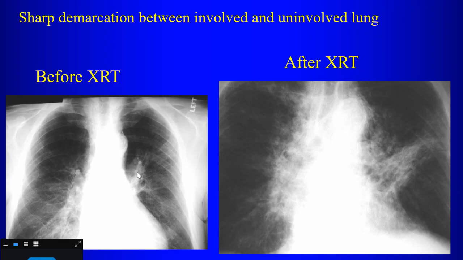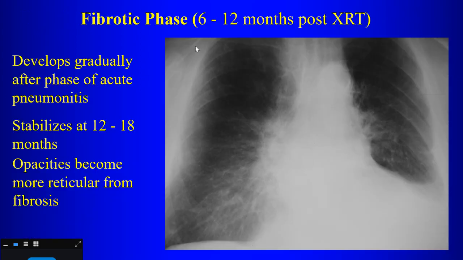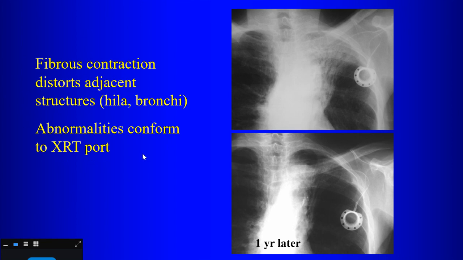So here's the tumor before therapy. After therapy, we can see where the radiation portal was exactly. That post-radiation pneumonitis is where the portal was. Sharp demarcation between the uninvolved and the involved lung. And then over time, that gets smaller and starts to fibrose. You can see there's some volume loss now and architectural distortion on that side. And the opacities can become more reticular because of fibrosis. So here you have radiation pneumonitis, and then a year later the opacities have gotten smaller, and now we have fibrosis in that region.